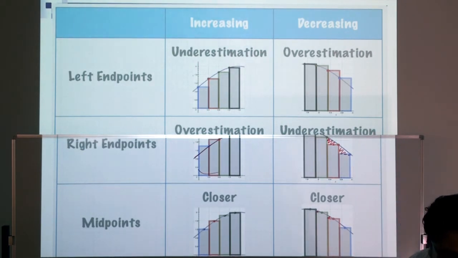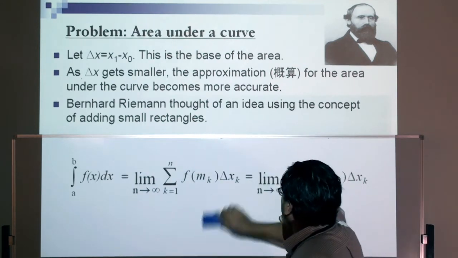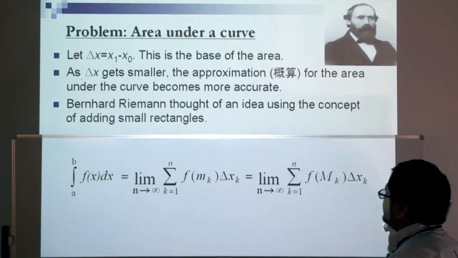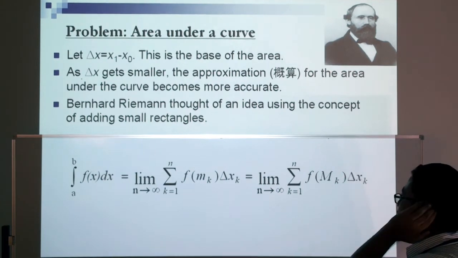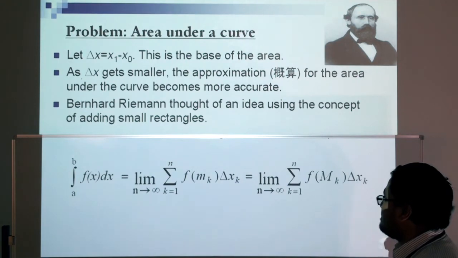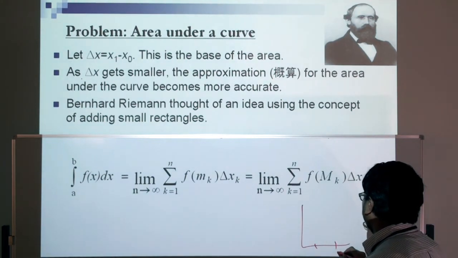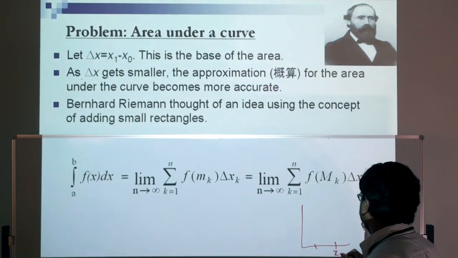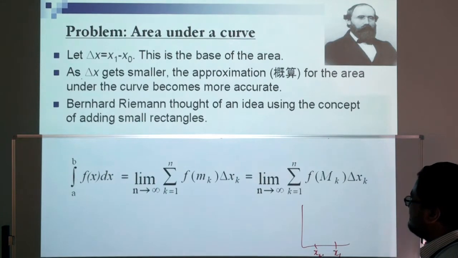Now, what does this mean? So here's a summary. The great mathematician Riemann, the problem: area under a curve. Let the change in x equal x1 take away x0. This is the base of the area, as we spoke about. That'll be the change in x, x1 minus x0. I'll just briefly go over this. This is the base of the area.